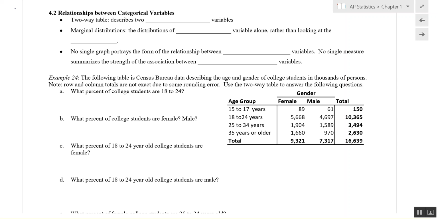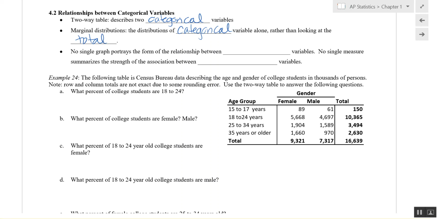A two-way table describes two categorical variables. Marginal distributions are the distributions of a categorical variable alone, rather than looking at the total. So you just kind of break up the table and look at one category.